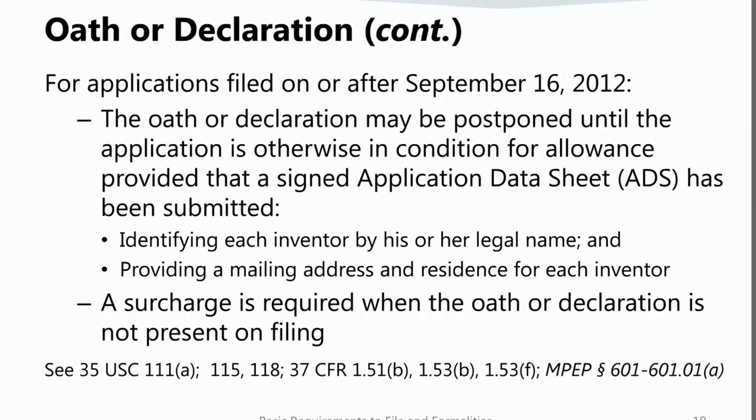For applications filed on or after September 16, 2012, the oath or declaration may be postponed until the application is otherwise in condition for allowance, provided that a signed ADS has been submitted and that the ADS identifies each inventor by his or her legal name and provides a mailing address and residence for each inventor.